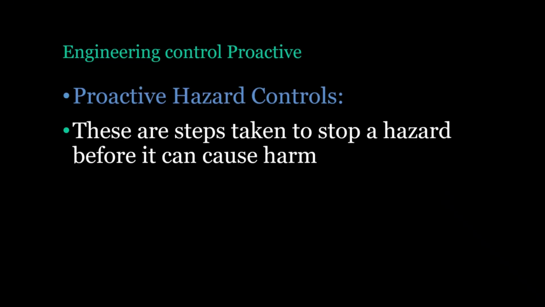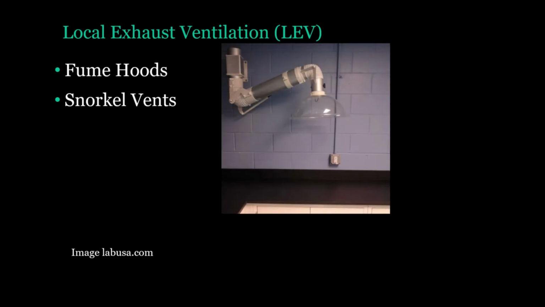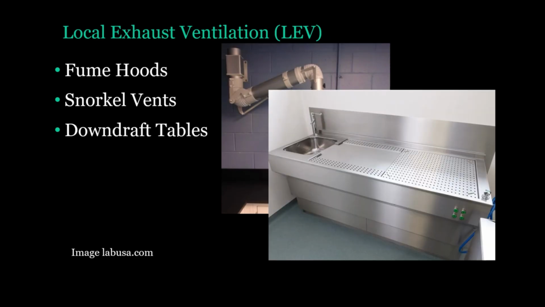Proactive hazard controls. These are steps that are taken to stop the hazard before it can cause harm. Local exhaust ventilation is an example of a proactive. A fume hood, a snorkel vent, which might have the ability to move right over the area where the fumes are being created, downdraft tables that have both drainage and ventilation, or slot hood systems. All of these are engineering controls to try to reduce the amount of formaldehyde fumes in the air.